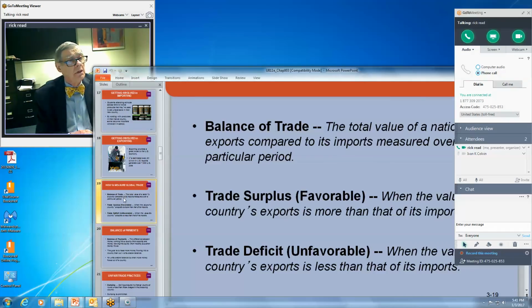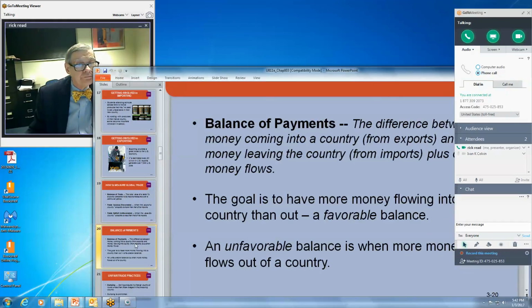The balance of trade is just the value of what we trade overseas or what's traded here, exports versus imports. A surplus means we're ahead of the game here. It's favorable to our side. Trade deficit is just the reverse. Balance of payments is the difference between what we have coming in and what we have going out. Obviously, the goal is to have more coming in than going out and to have a favorable balance.